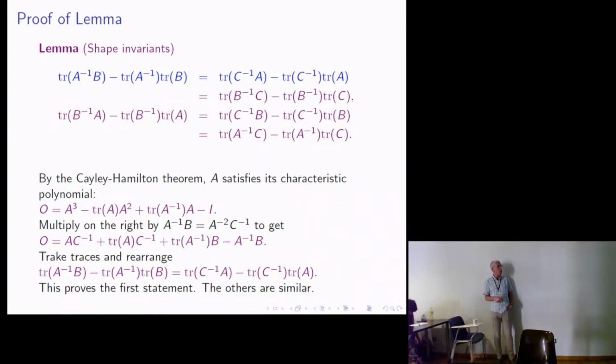Now I'm going to take traces and use the fact that a constant multiple of a matrix, the trace of that is that same constant multiple times the trace. Take traces and rearrange, and hey presto, I get the first line. All of the rest of them are the same. Isn't that beautiful?